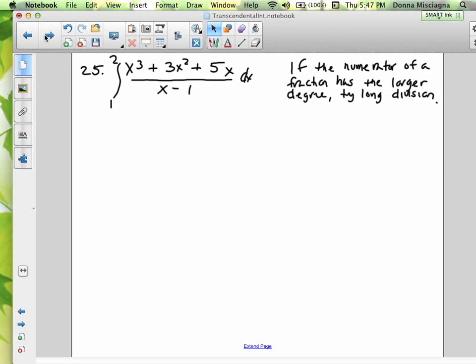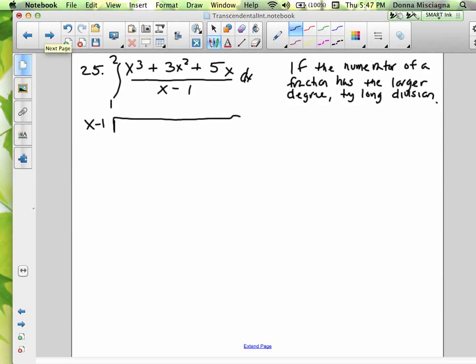And this one, so if the numerator of a fraction has the larger degree, try long division. So we're going to do long division. I might try and do it really quick. All right, so x minus 1. And don't forget to represent missing values. We are missing some values here. So x cubed plus 3x squared plus, actually missing 1, 5x plus 0.